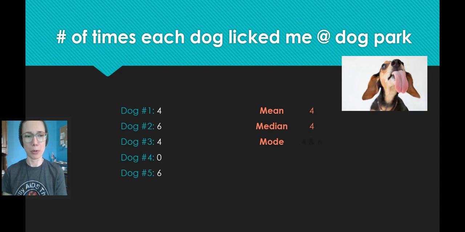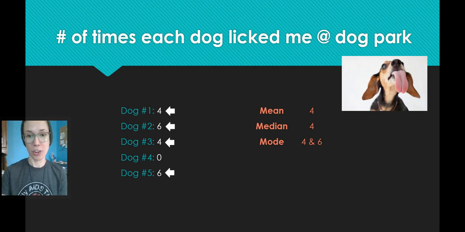Mode. Now, what do you think the mode is? This is a trick one, huh? So this one has 2 modes. We've got 4s and we've got 6s. So it is totally okay to have more than one mode. Very often we will find this to be the case, in fact. So in this example, we have 2 modes.